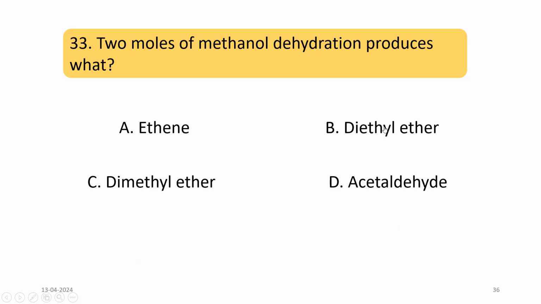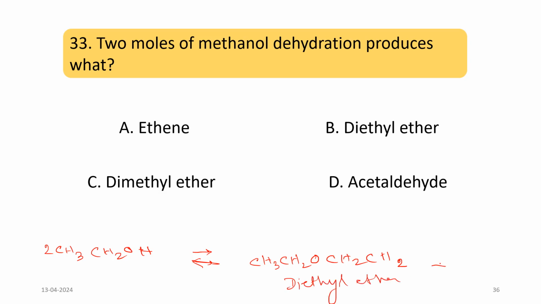Next question, 2 moles of ethanol going into dehydration produces what? It will produce diethyl ether and obviously water. So the answer is B.